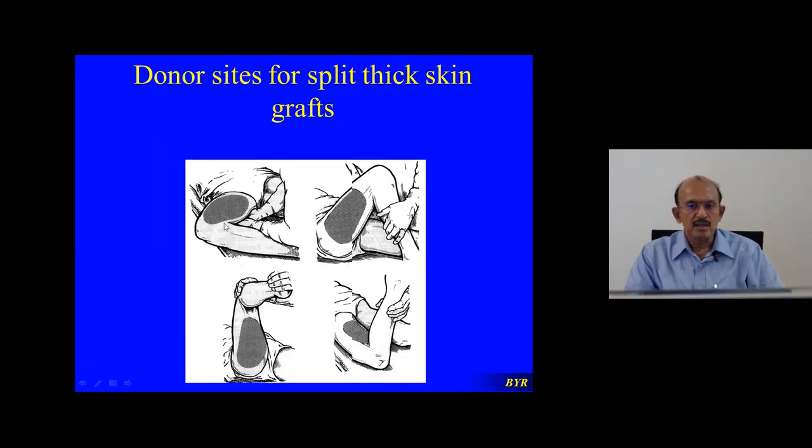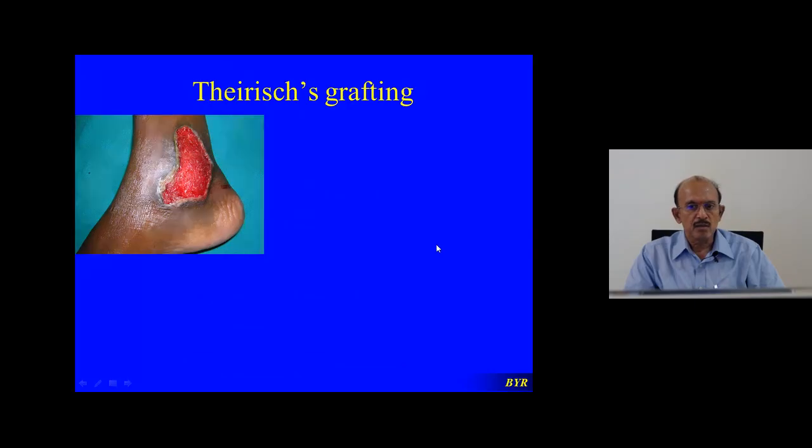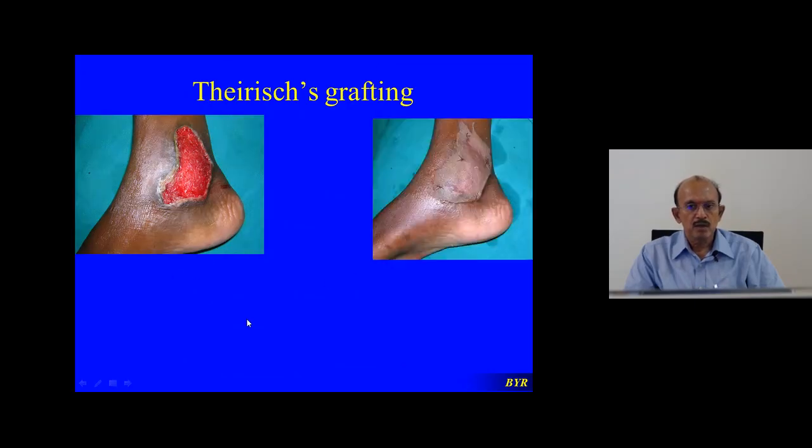This is the thigh. This is the medial side of the thigh. This is the lateral side of the thigh. This is the posterior side of the thigh. So from these places, you can take the graft. You can take very wide grafts. So the graft is taken from the donor site, the thigh.